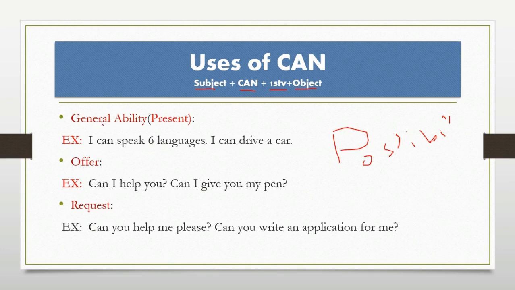So how is it used for general ability? But keep in mind, general ability that is present. For example, what's your ability? My ability: I can speak 6 languages. I can drive a car. I can create a document. I can write an essay. I can teach you English language. I can teach you grammar. So they are my abilities that I can do. So what's your ability? You should ask yourself.